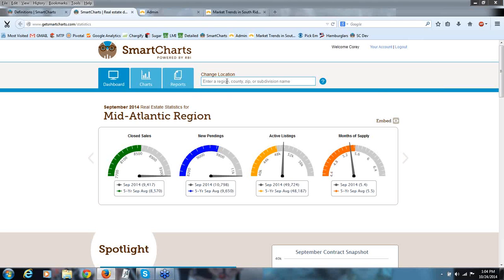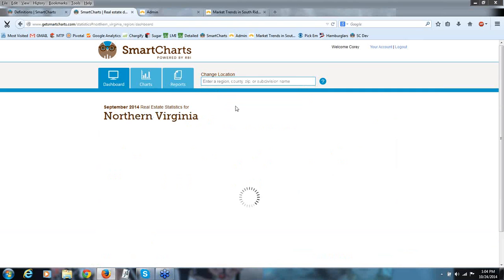So to change location, the default obviously is the Mid-Atlantic region. This covers the core counties within MRS. We just call it Mid-Atlantic to be a little more user-friendly to our customers who may not even know what MRS is. But for purposes of this first part of the presentation, I'll just jump to Northern Virginia.